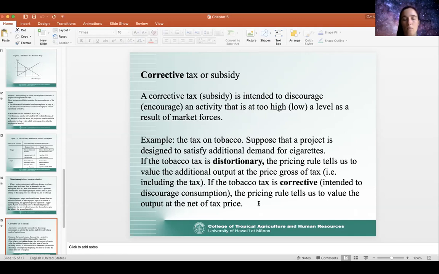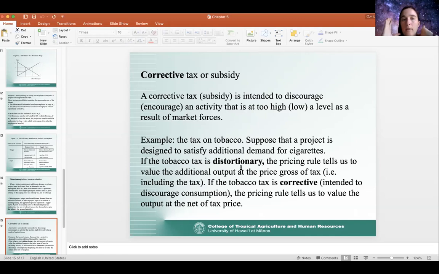So if it's corrective, then we need to value it at net of the tax, right? You need to subtract the tax out, and that's really the value of tobacco products because we want to discourage consumption. But if it's distortionary, then you would include the tax in the price.